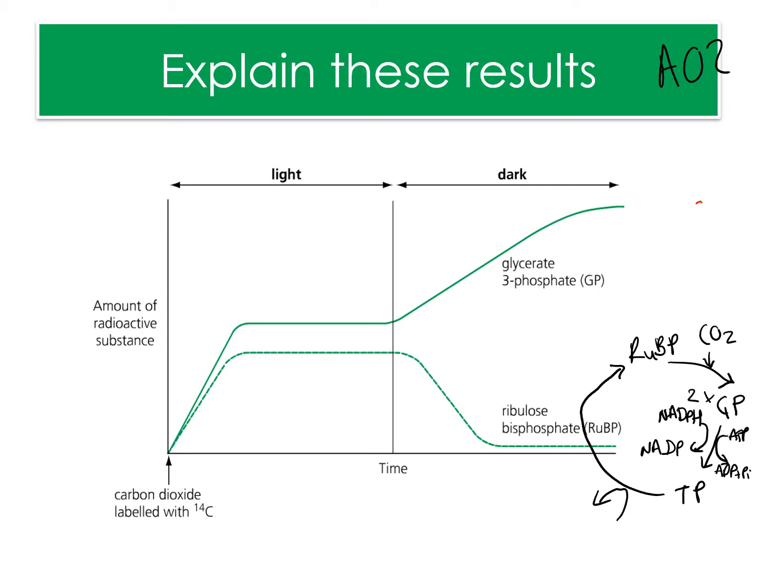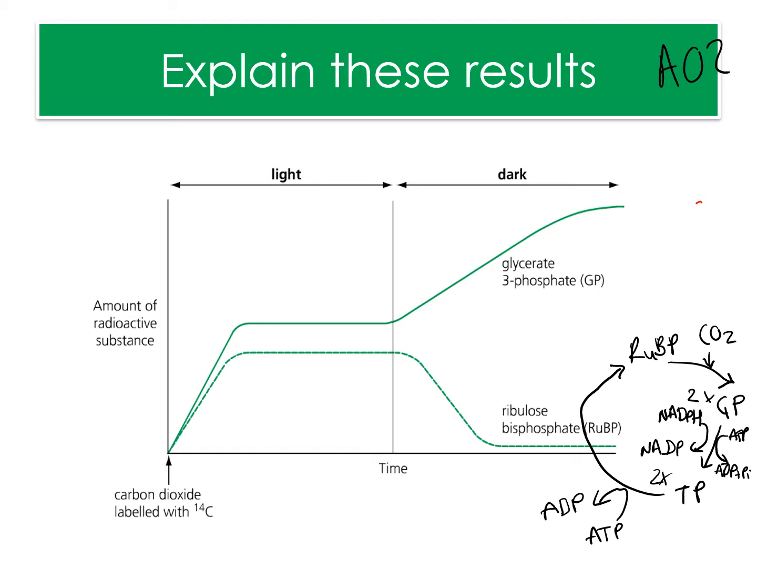Remember, we have 2 GPs and 2 TPs for every RuBP. And we do require ATP to phosphorylate TPs as part of the resynthesis of our RuBP. So that's why there's no phosphate coming out on this arrow here. So that's a summary of my Calvin cycle.